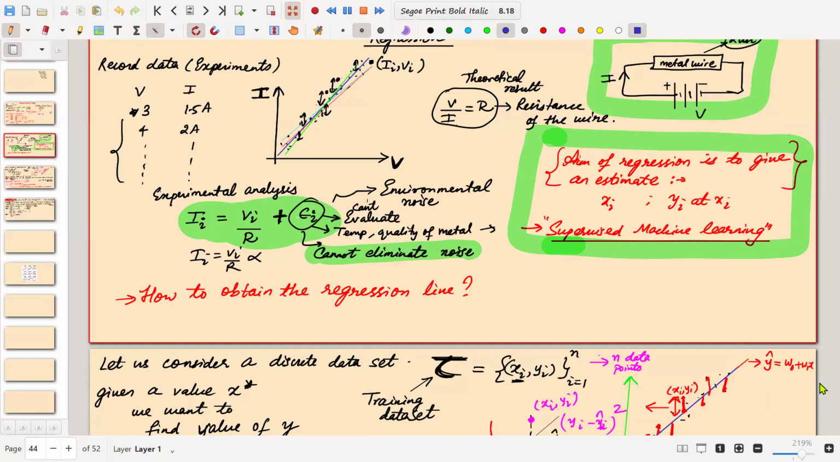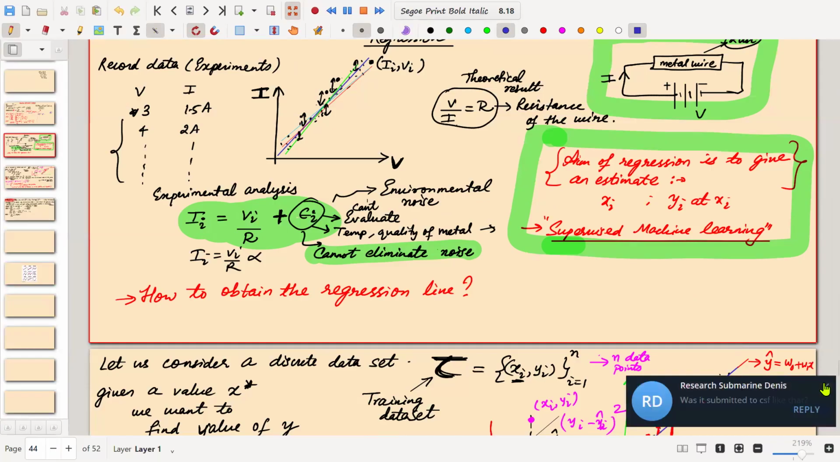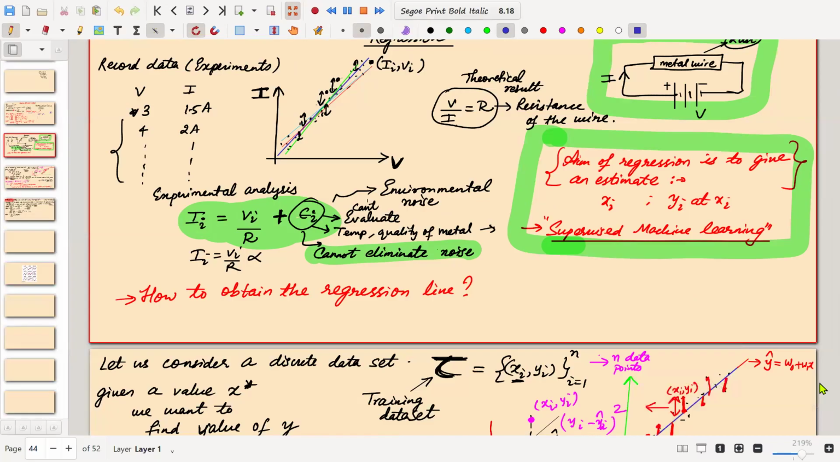But there is a speciality about this error. What is the speciality about this error? The speciality about this error is that it has zero mean. Let me write this: epsilon i, zero mean means the mean of epsilon i is zero.